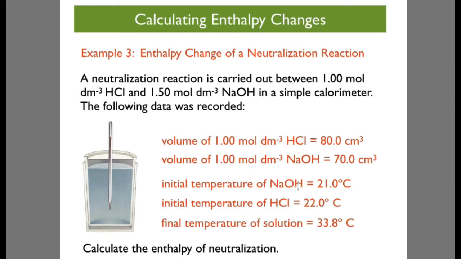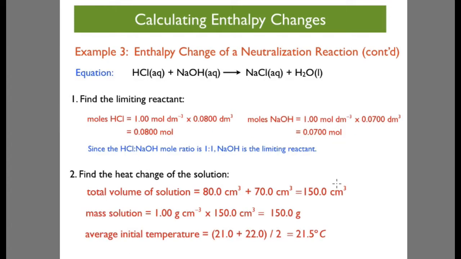The initial temperature of sodium hydroxide is 21 degrees, the initial temperature of HCl is 22, and the final temperature of the solution goes to 33.8. So we're going to have to take an average initial temperature at some point here. We've got the equation. You can see it is a 1-to-1 ratio. If we calculate the moles of HCl using concentration multiplied by volume, we get 0.08, and the moles of sodium hydroxide, concentration multiplied by volume, gives us 0.07. So obviously the sodium hydroxide is the limiting reactant.